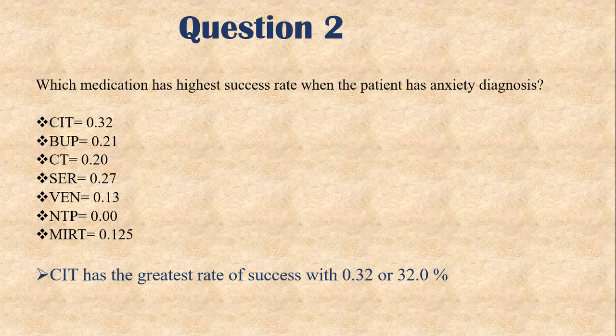And then question number two is asking us which medication has the highest success rate when the patient has anxiety diagnosis. The answer is CIT because it has the greatest rate of success with 32%.